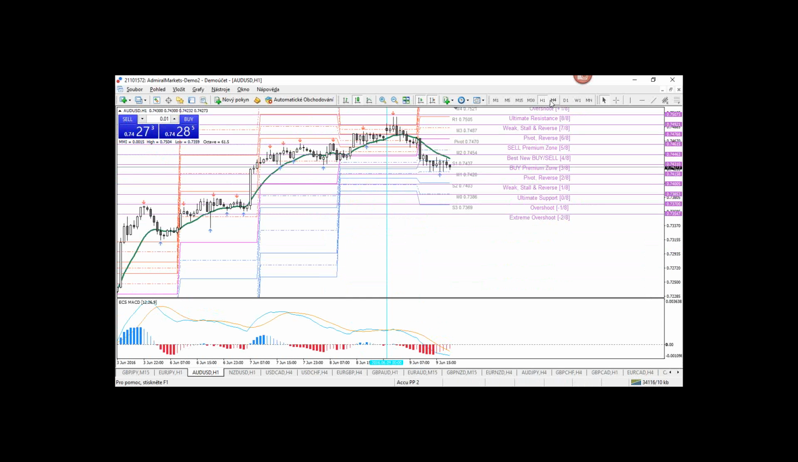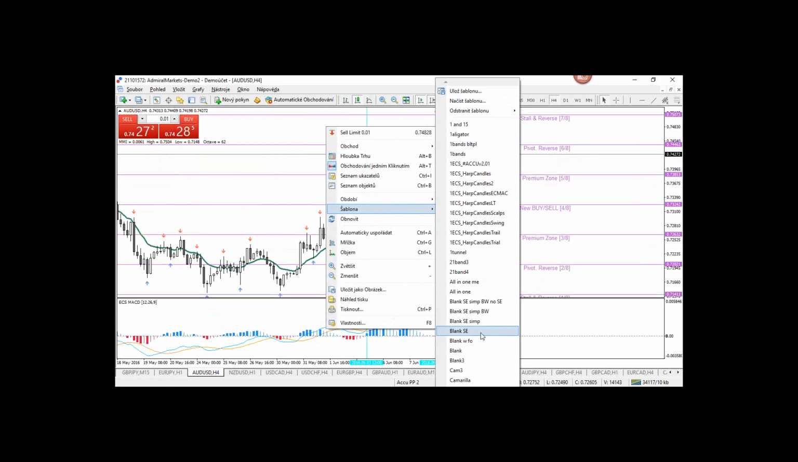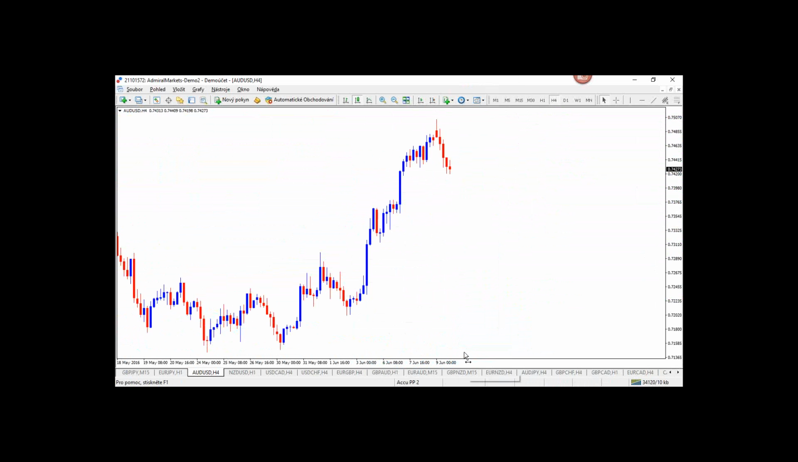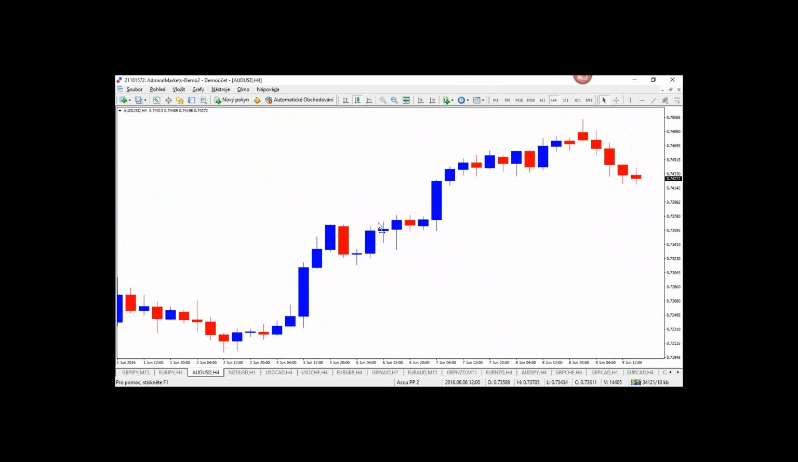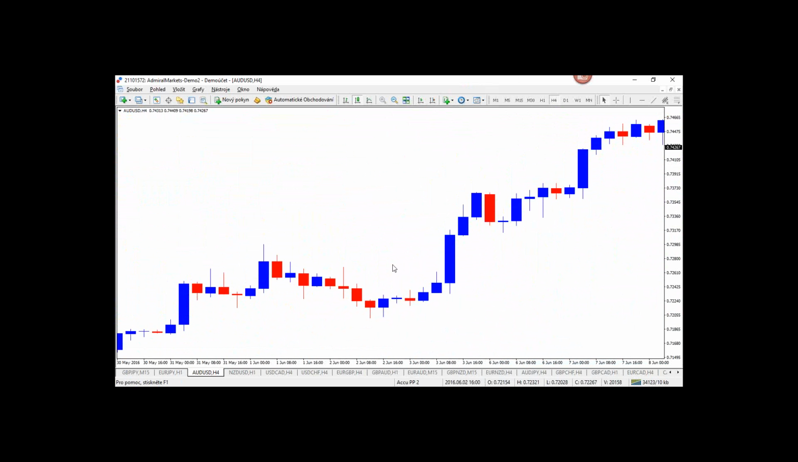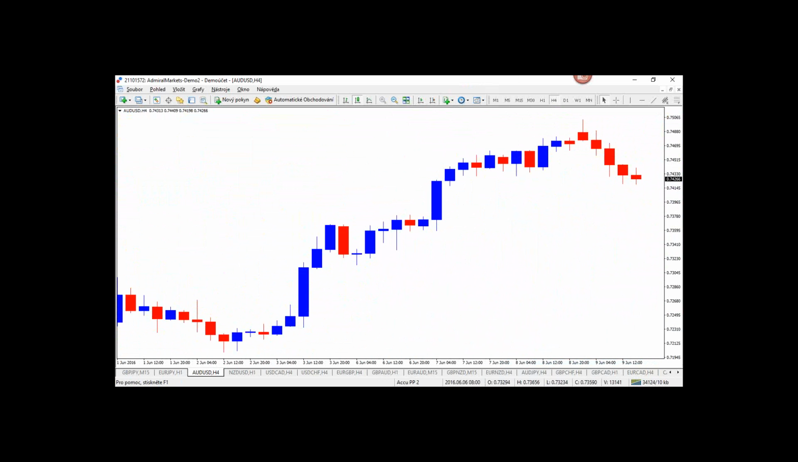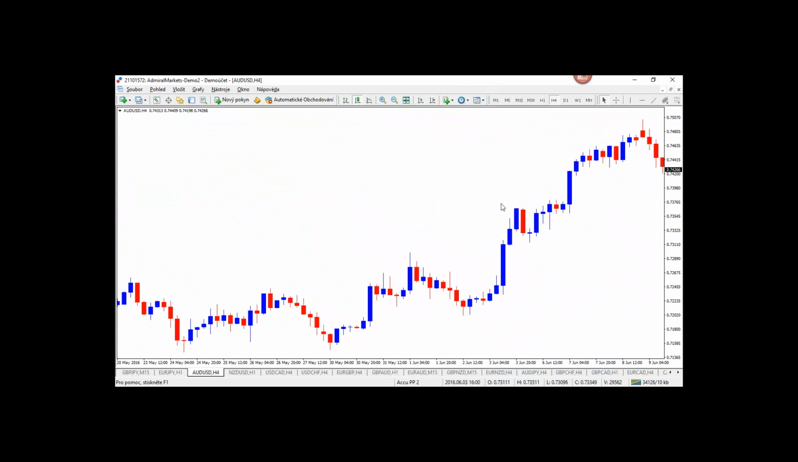Aussie, 4-hour. Let me use a blank chart. Let's see, where were we? Here. Oh yeah, okay. So the position we were at was here. Here we go. Maybe just zoom out a tad like this. Yes, okay. So that's the position here.